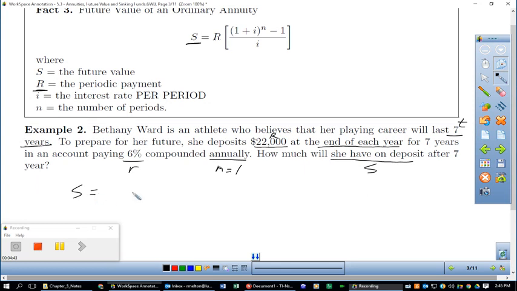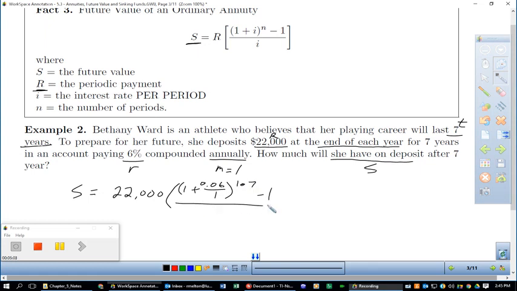S equals R, which is 22,000, times 1 plus, in parentheses, 1 plus r over m, so 0.06 over 1, to the 1 times 7 years, or time, minus 1, over 0.06 over 1. Now, let me point this out. The same couple of things apply. We still have that n is m times t, and that i equals r over m. So there's the equation.